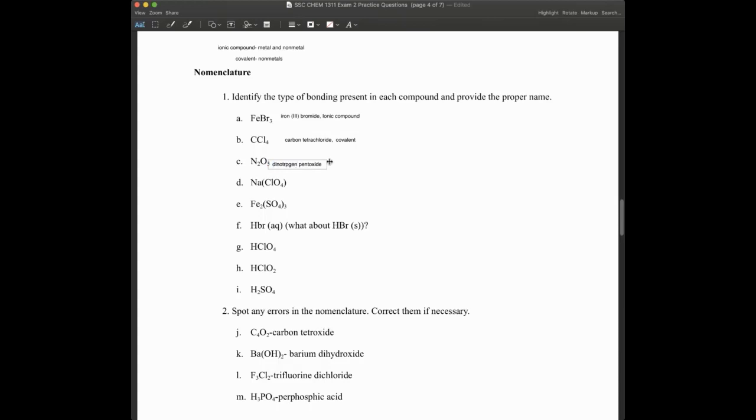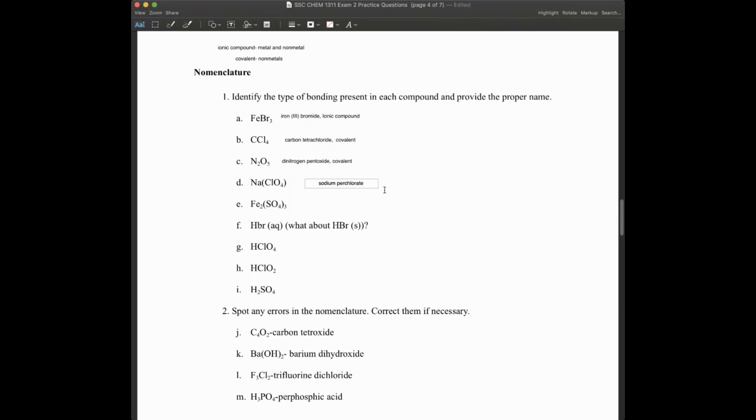Next, let's go on to that one. Cyanide. And then what type of compound is this? Beautiful. So let's talk about this one. What kind of compound is this? Sodium perchlorate. Yeah, sodium perchlorate.